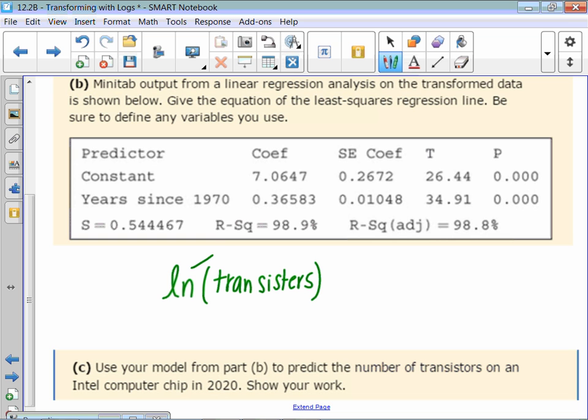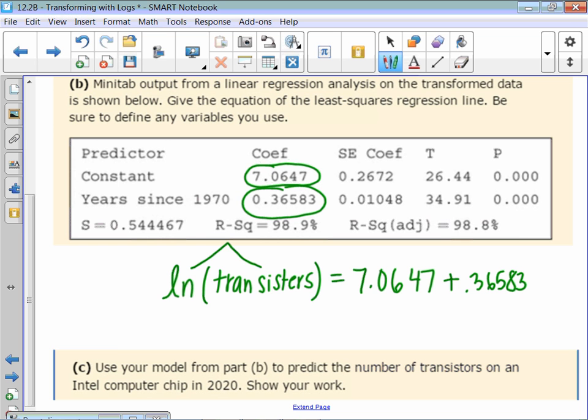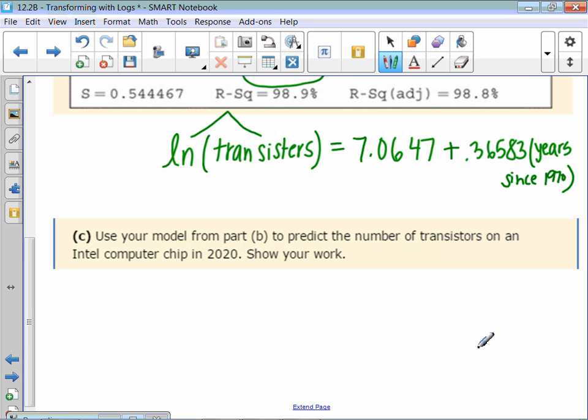Okay, and again, the predicted output is equal to, here's my y-intercept, 7.0647, and then my slope goes next, 0.36583. And then there's no ln here because this is the exponential model, and so what goes here is just years since 1970. If you use x and y here and here, just make sure you define it. All right, use your model from part B to predict the number of transistors on a computer chip in 2020.